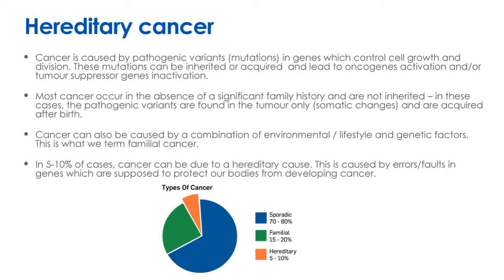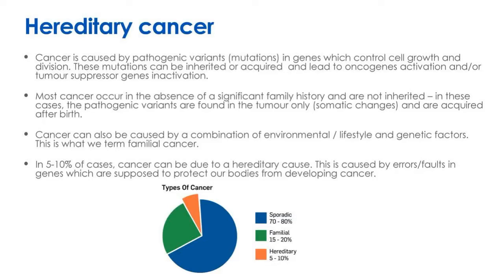which is hereditary cancer. We know that cancer is caused by pathogenic variants, also known as mutations previously, in genes which control cell growth and division. These mutations can be either inherited or acquired. And usually it leads to oncogene activation and tumor suppressor gene inactivation.